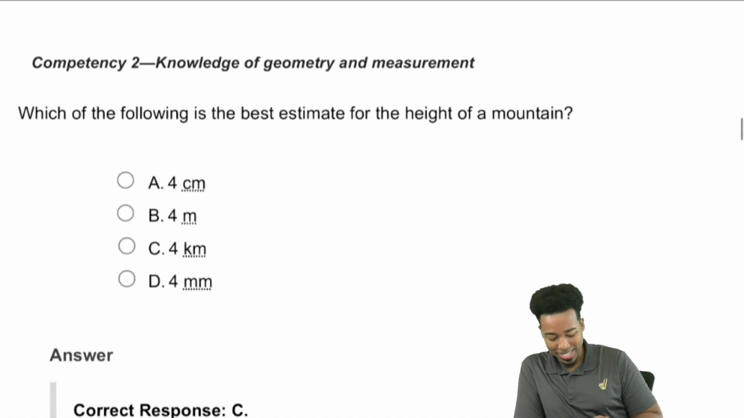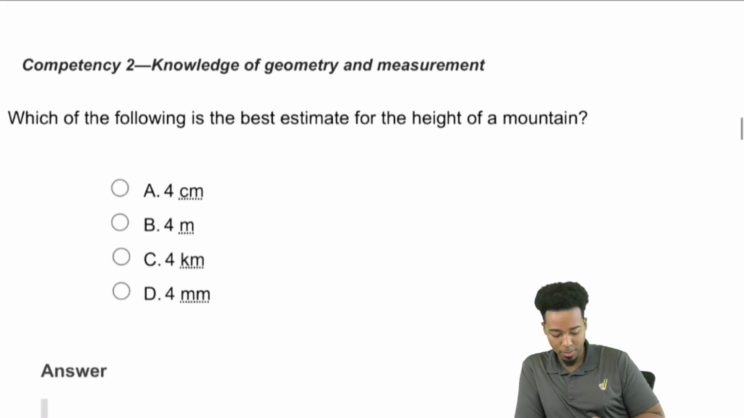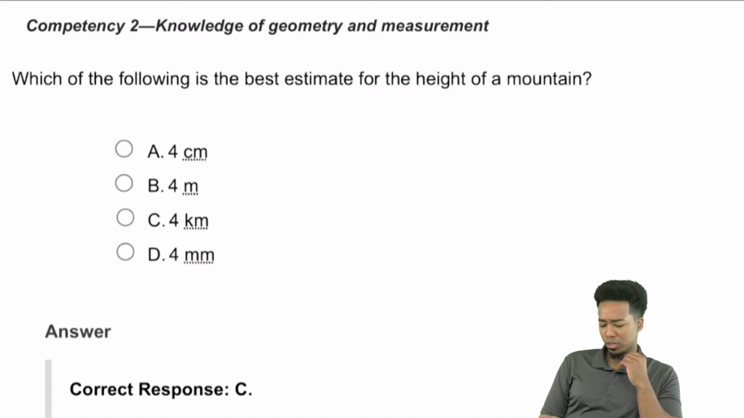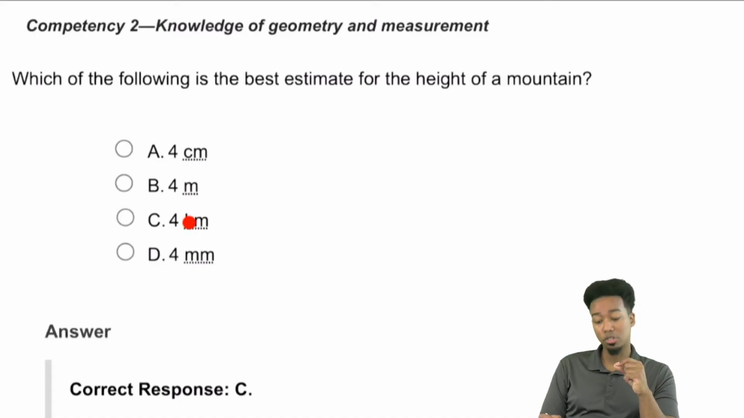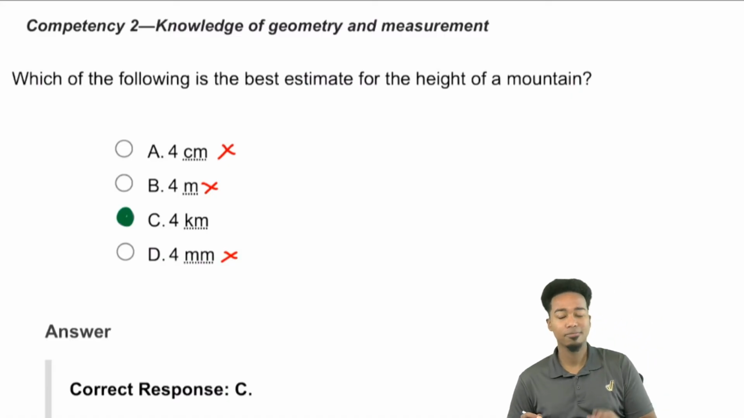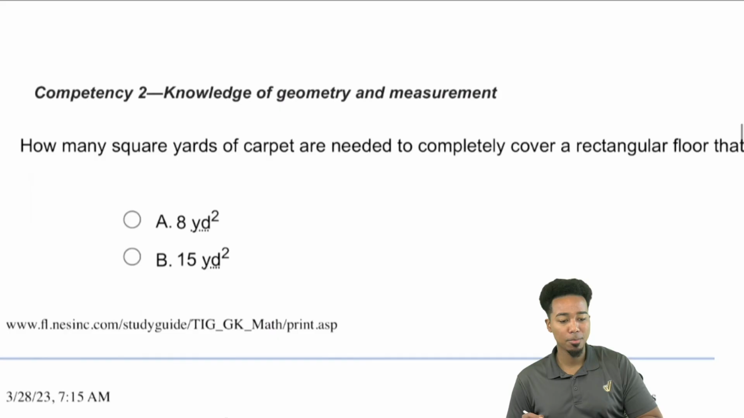Next up, let's take a look at number 13 here. Lucky number 13. Which of the following is the best estimate for the height of a mountain? Ooh, okay. Just like we saw in the previous question, 4 centimeters? No. 4 meters? So 2 basketball players? No. 4 kilometers? That seems pretty reasonable. That seems very reasonable. 4 millimeters? No. So by process of elimination, we can get rid of these crazy answers, and we can get to the reasonable one right there with C. Nice and easy.